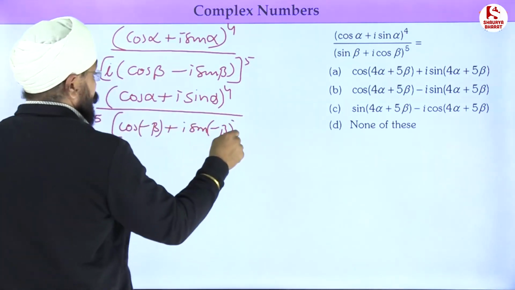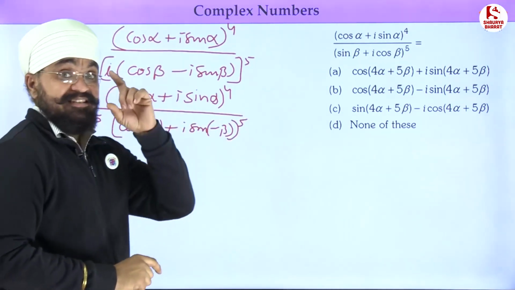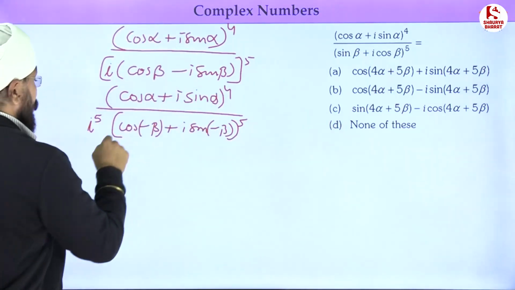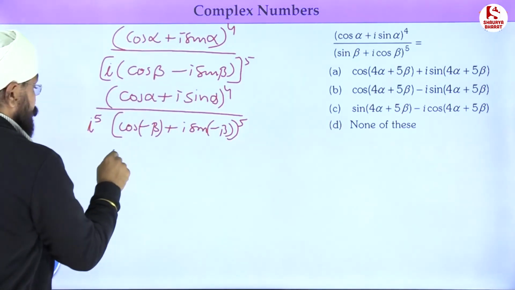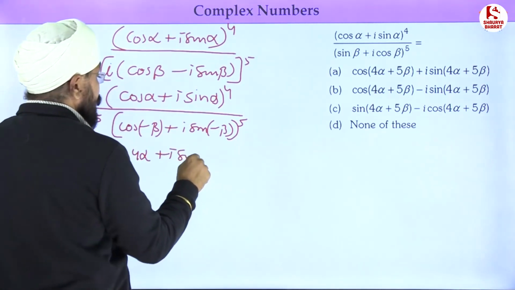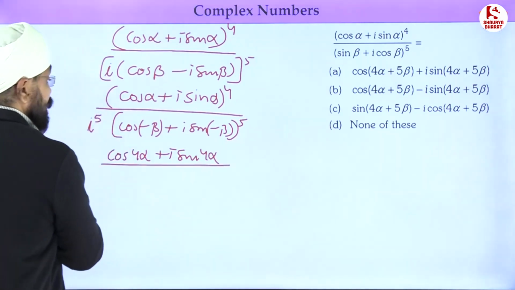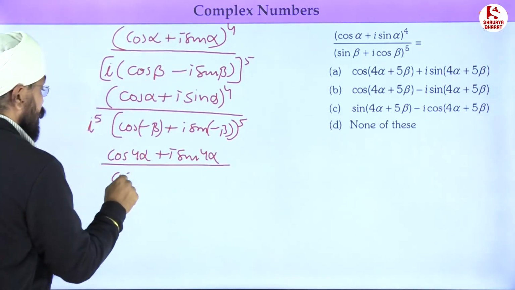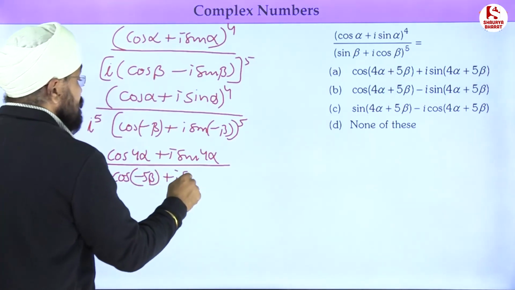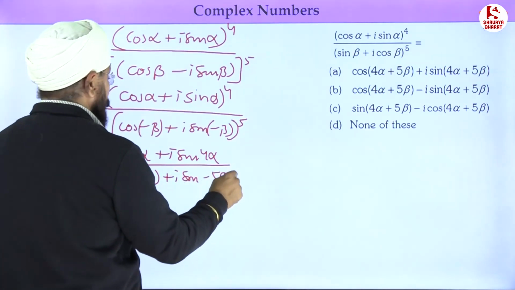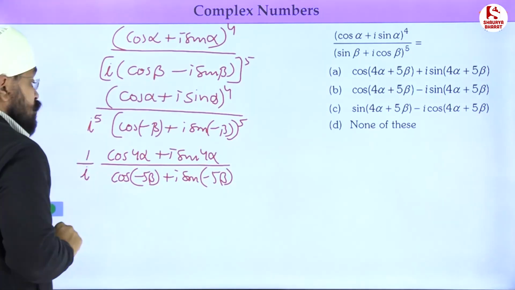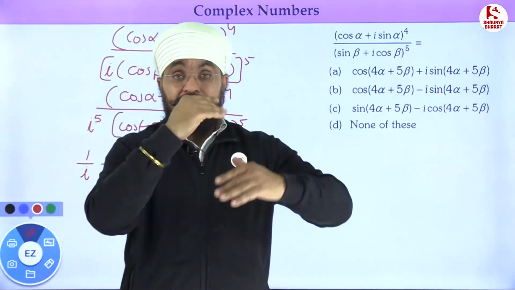Now, as per the theorem, if I apply the first statement of the theorem, this 4 will multiply by the argument. So this becomes cos of 4 alpha plus iota sine of 4 alpha. In the denominator, we have cos of minus 5 beta plus iota sine of minus 5 beta. Then this is only iota. So now we have to take it to the numerator.